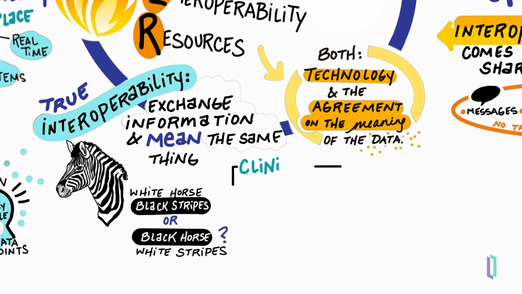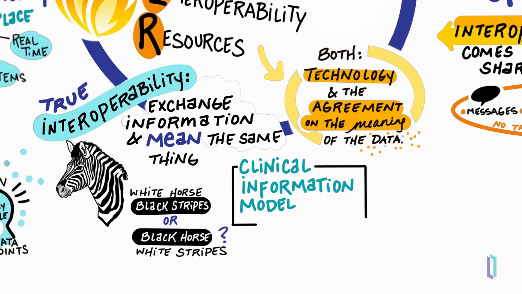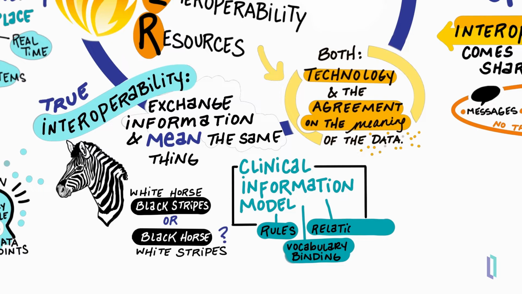To ensure that the same descriptions are used across systems in healthcare, a clinical information model must be used. This includes the descriptions of healthcare data concepts for a particular use case, rules of how the data is used, vocabulary or terminology bindings, and the relationships between data. A FHIR profile is the implementation of a clinical information model.